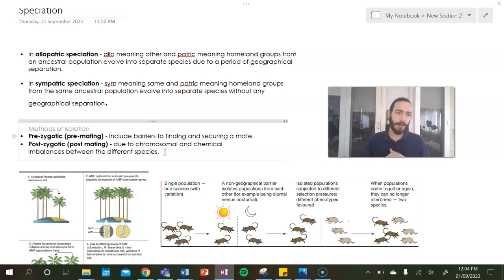Anyhow, we've got our postzygotic, which are things like hybrid sterility. So when a horse and a donkey try to mate, they make a mule. Yep, it can live, but it's not going to be able to reproduce further. So that's a postzygotic mechanism. That's why they're not part of the same species.